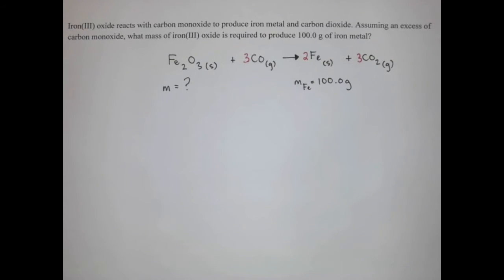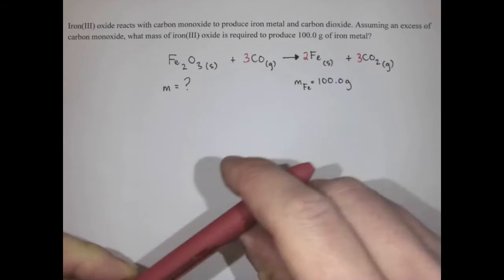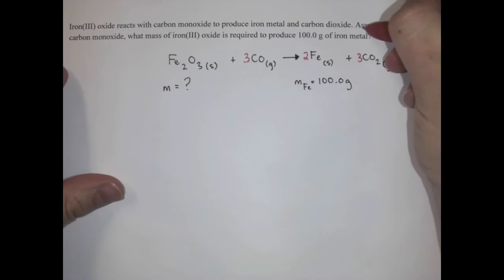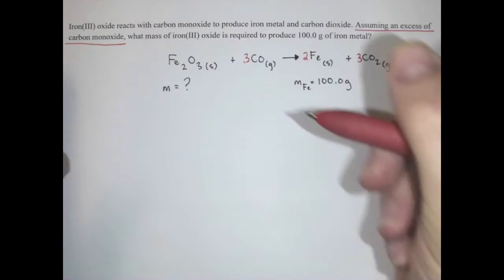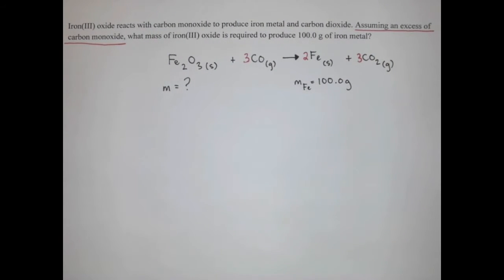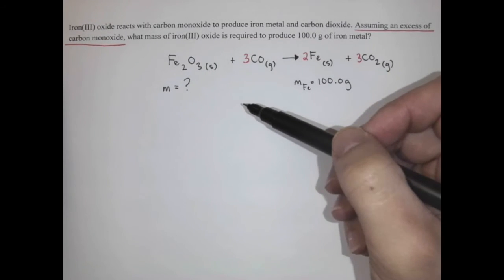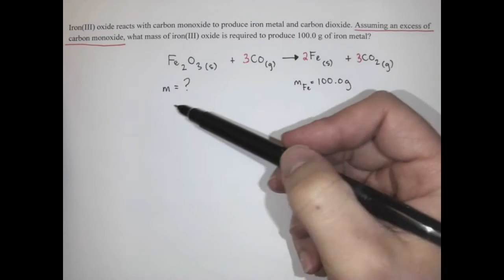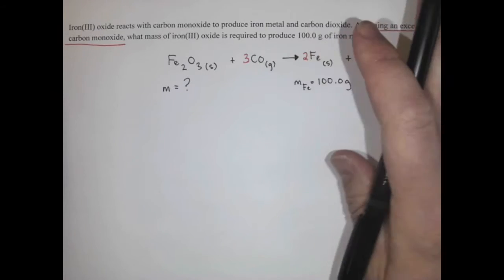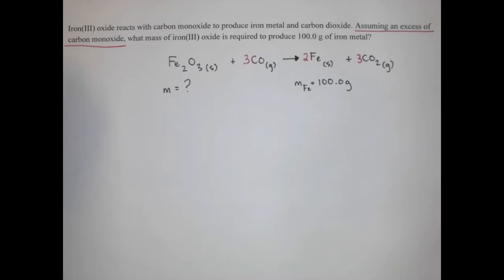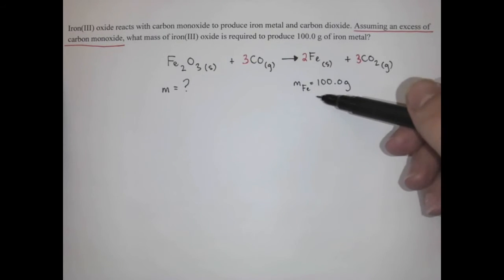And you'll notice something important in this write-up here. I'll draw your attention to it. We're saying assuming an excess of carbon monoxide. It's an important statement because it means that we have more than enough carbon monoxide. So we don't really need to worry about how much carbon monoxide we have access to. The only thing we're really caring about is how much iron 3 oxide I need to run this reaction. We can kind of ignore carbon monoxide for now. So let's go and figure that out. How much iron 3 oxide we need.